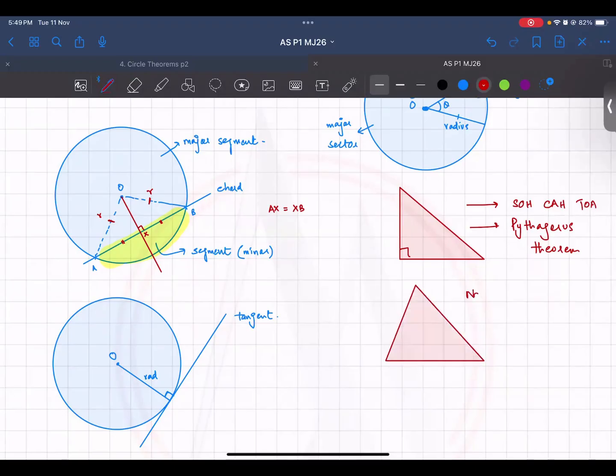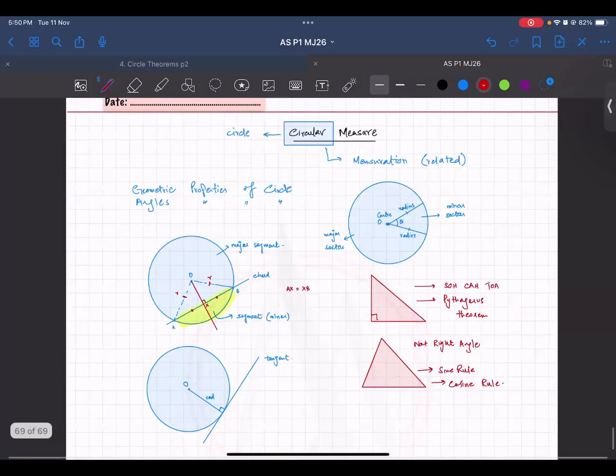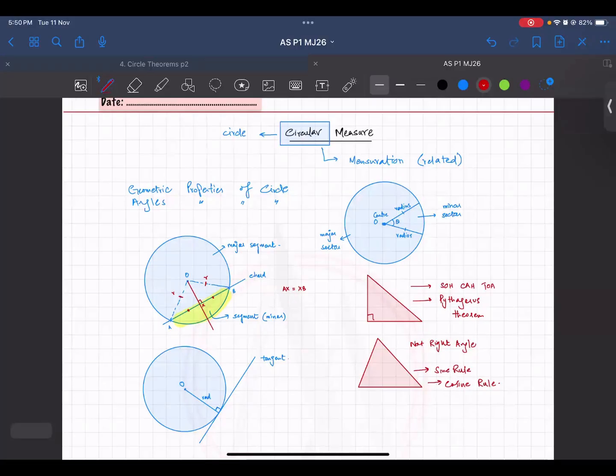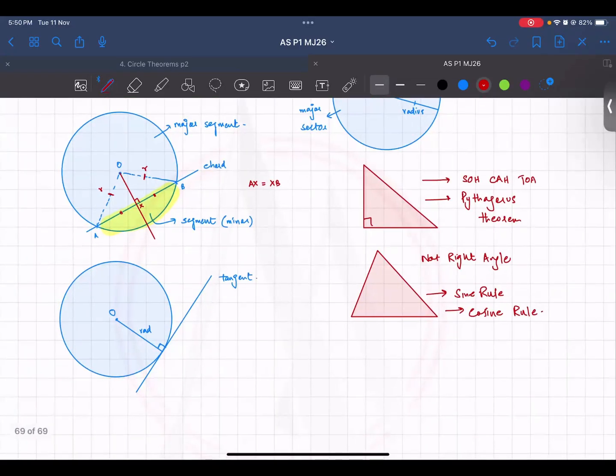not right angle, then for this type of triangle, you can use the sine rule and the cosine rule. We will use and revise this as well, because all of the geometry properties that you learned in your O levels IGCSEs can be applied over here. So you have done sine rule, cosine rule in your IGCSEs O level as well, and these sine rule, cosine rule can work with the non-right angle triangles as well.